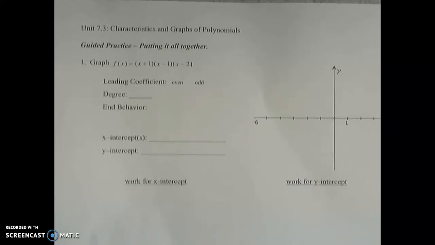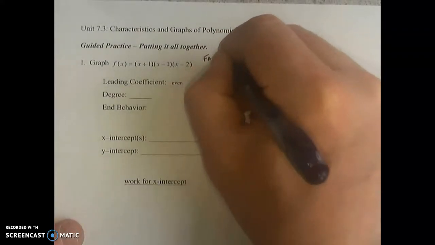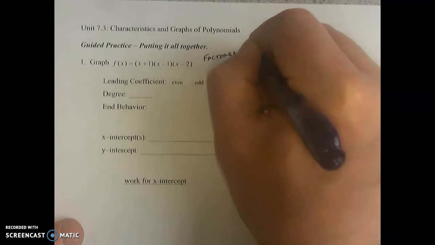All right, we're going to wrap things up here in Unit 7 with putting basically everything together here. Okay, so we've got some guided practice of how we graph. The first one is in factored form. It's going to make certain things easier for us, certain things a little more difficult.